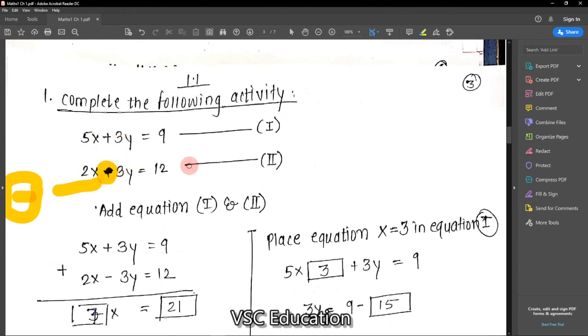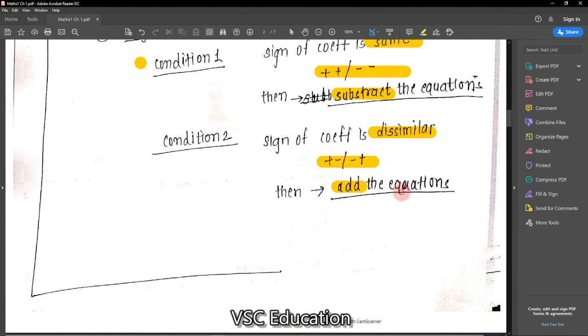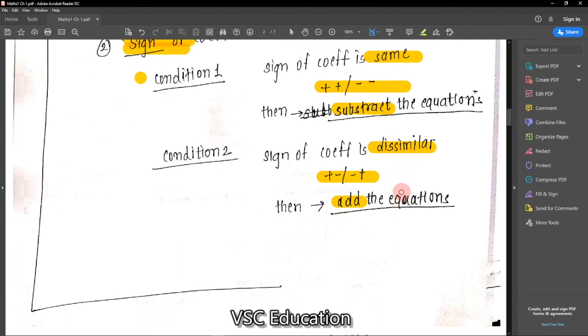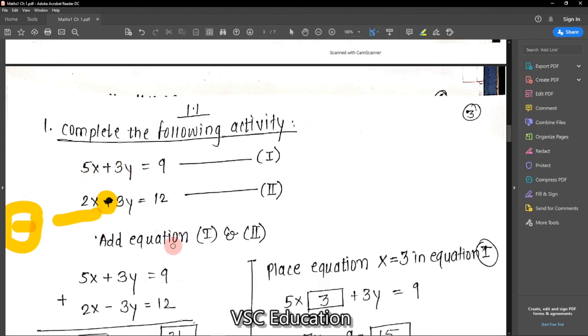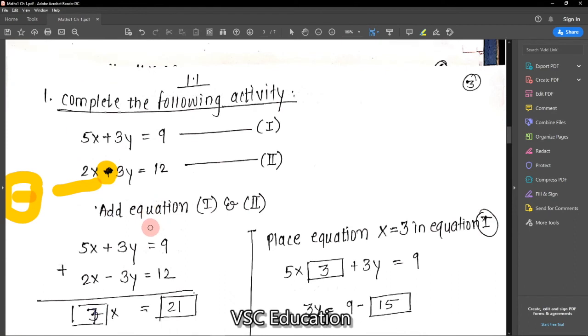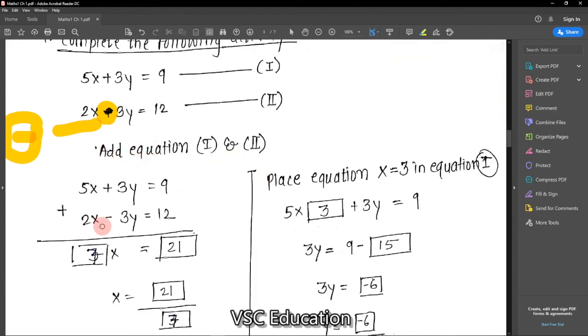What is the second condition? If their signs, you see the signs. If their signs are dissimilar, then always addition. Second condition, you observe: dissimilar sign, add. Similar sign, subtract. Here the signs are dissimilar, so you always add. So here it is already given in your book: add equation 1 and 2. So again you write one below the other.